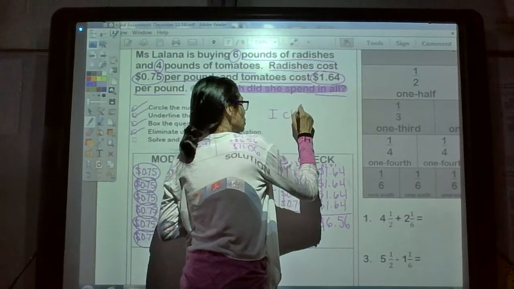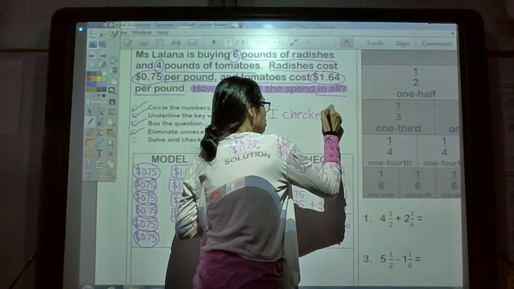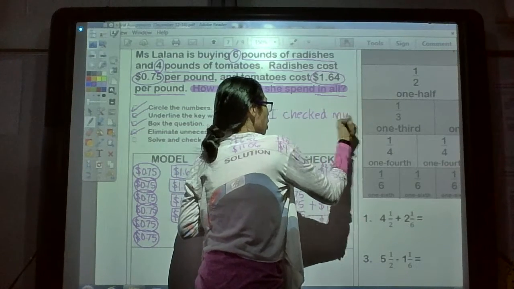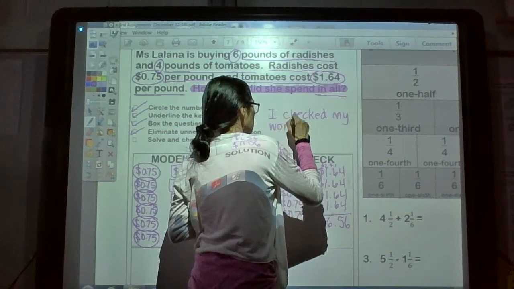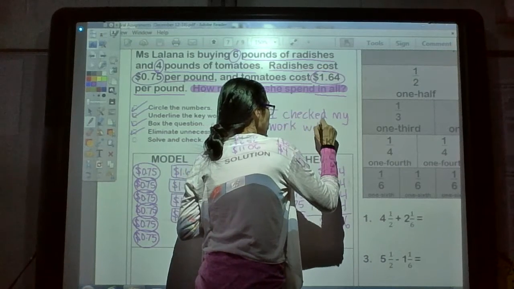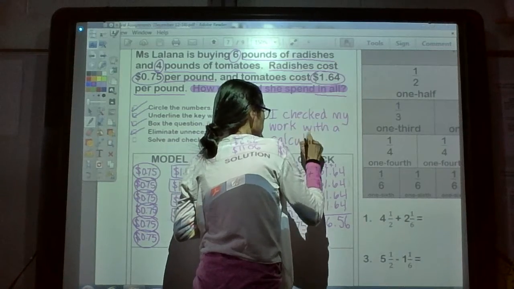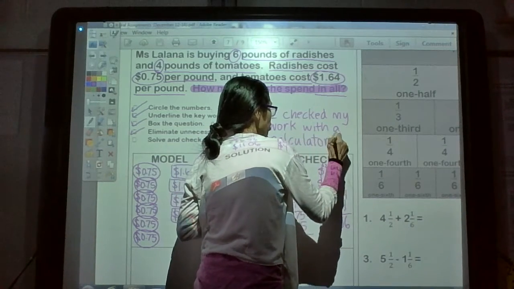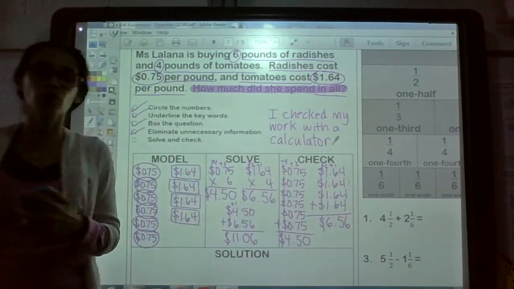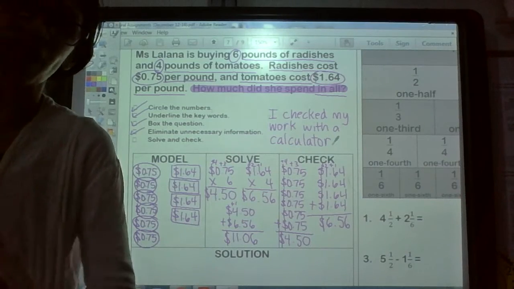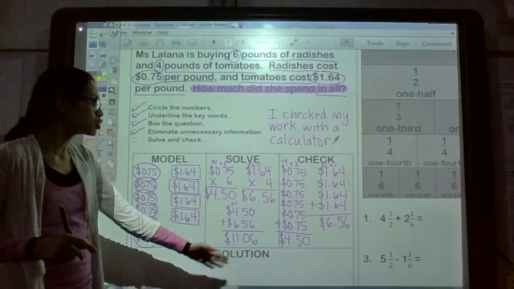I checked my work with a calculator. I know some of you all are still struggling spelling some of those words, so I wrote it down for you right there. Don't forget to write the solution.